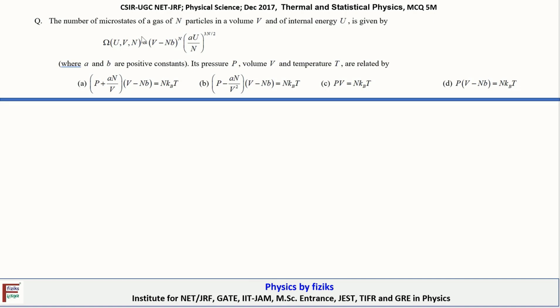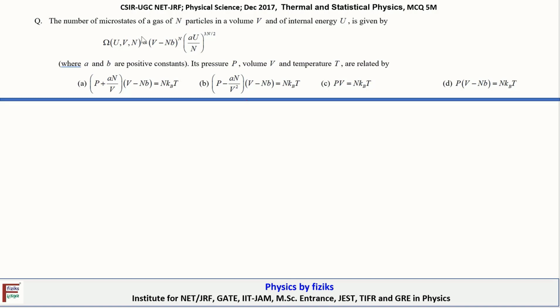Now let's continue with the next question. The number of microstates is given to us for the N-particle system. We have to find the pressure P; basically, we have to find the equation of state for the given system. So let's see how we can handle this problem.